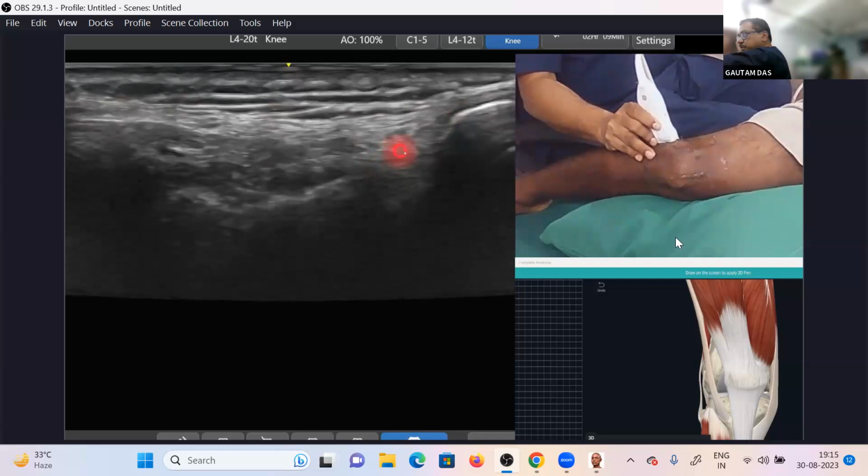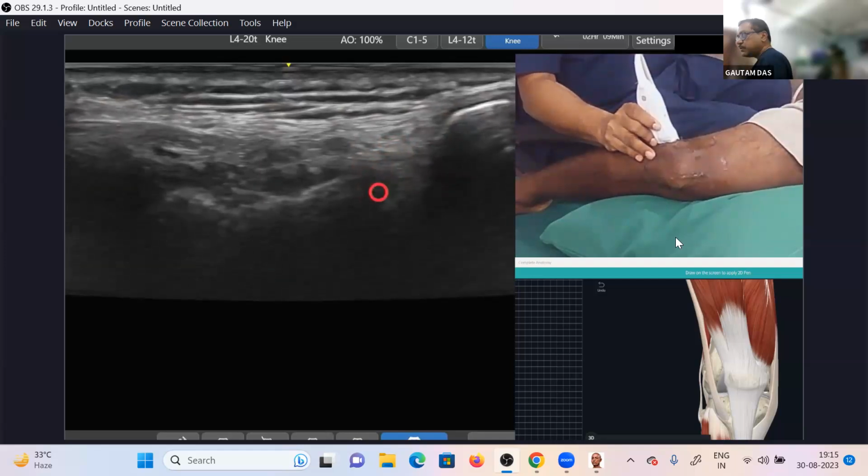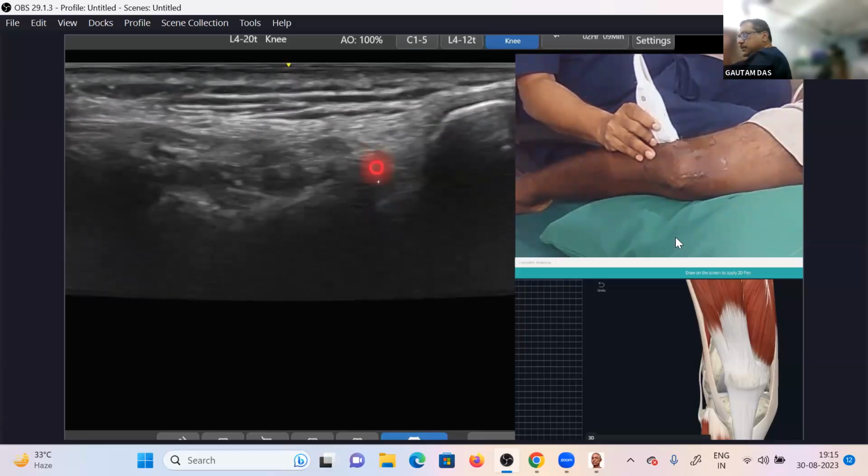So now you'll be seeing the nerve here and you'll be seeing the artery there. Can you see the artery now? Pulsating, nice. This is the artery. If I'm tilting it, it is going away.